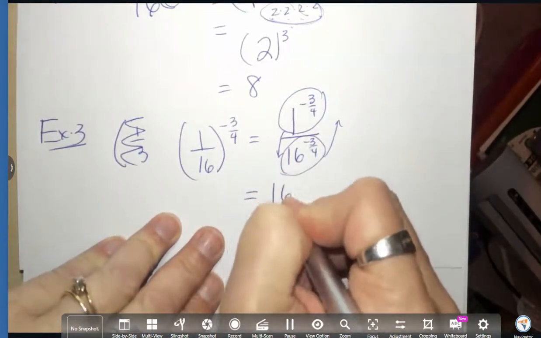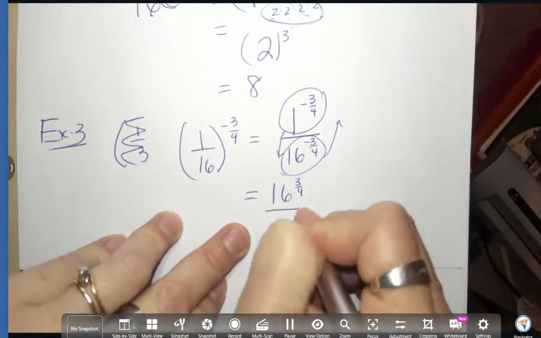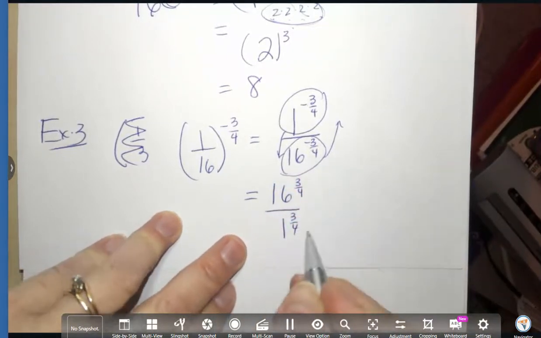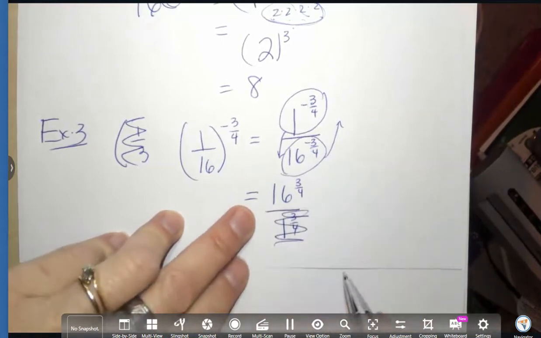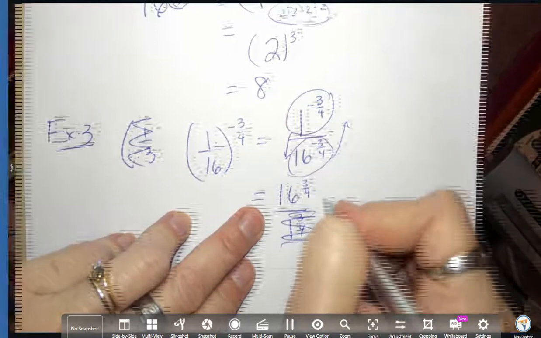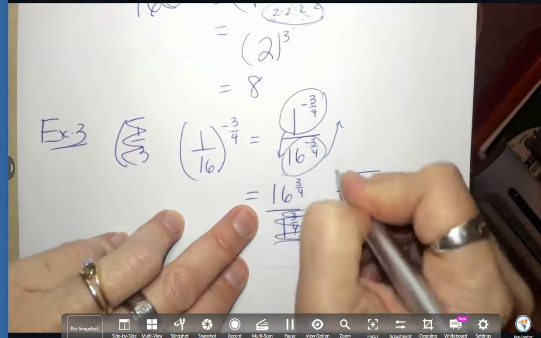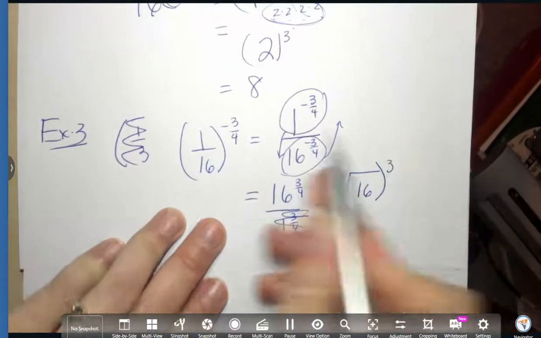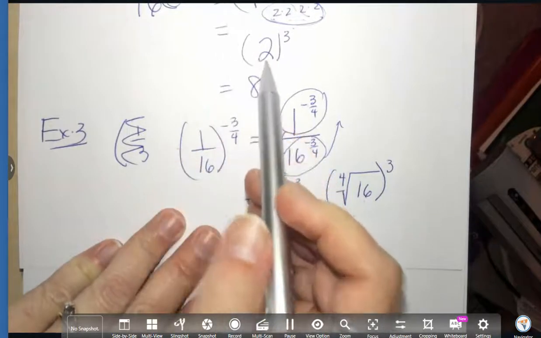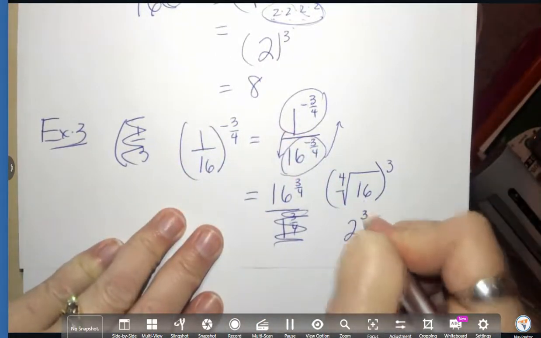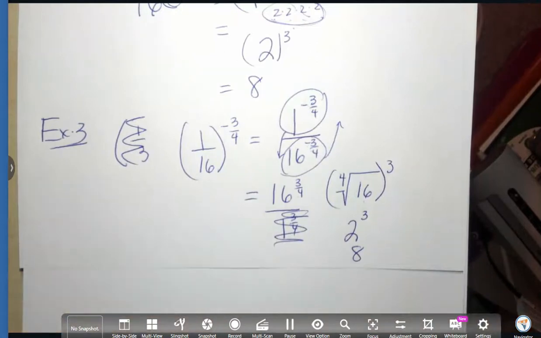So this is really equal to 16 to the 3/4 over 1 to the 3/4. Well, 1 to the 3/4 is just 1, so that really doesn't matter anymore. 16 over 1 is 16. Now, this is saying the 4th root of 16 cubed. Well, we learned in our last example, the 4th root of 16 is just 2. So this is saying 2 cubed, which is just 8. So that kind of gives you a look at how we can use these radicals and we can use these fractional exponents and go both directions. So that's all we have for this lesson.